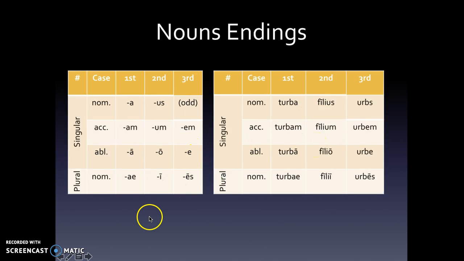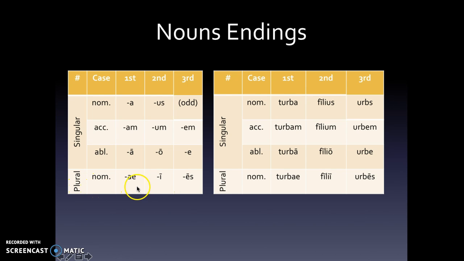All right, so let's review our endings. First declension, second declension, third declension. So this nominative plural row here has our new endings. So ae for the first declension, that's the nominative plural. Accented i for the second declension is nominative plural. Accented es for the third declension is nominative plural.